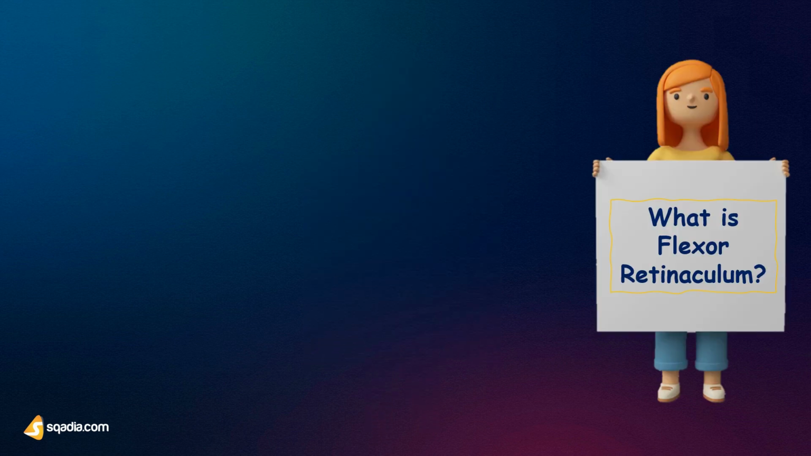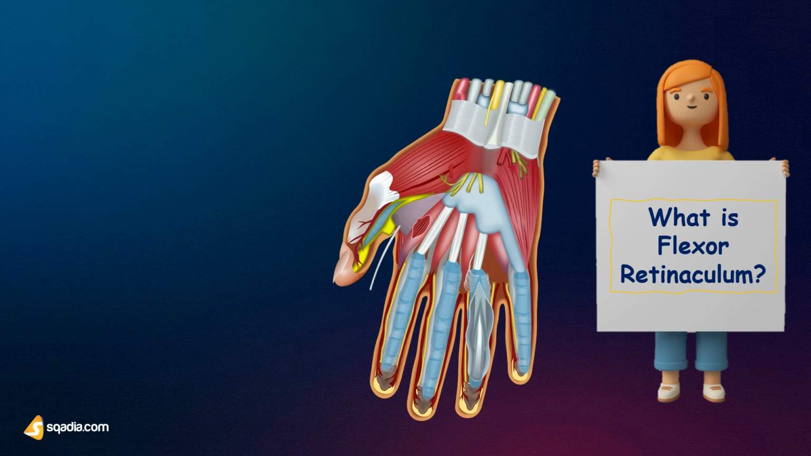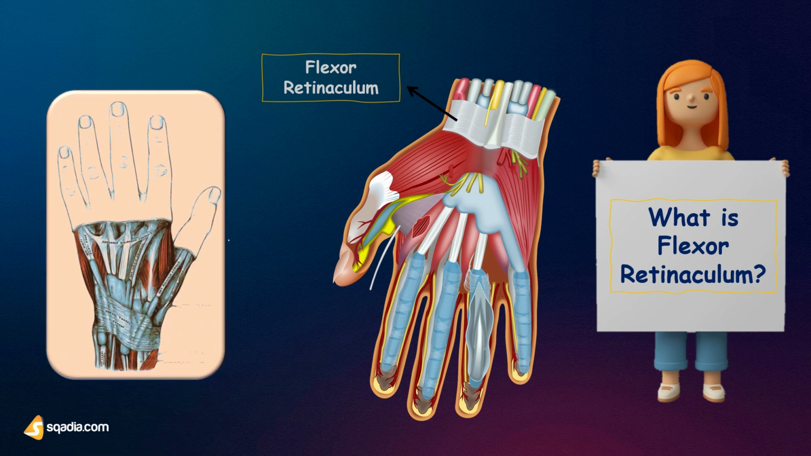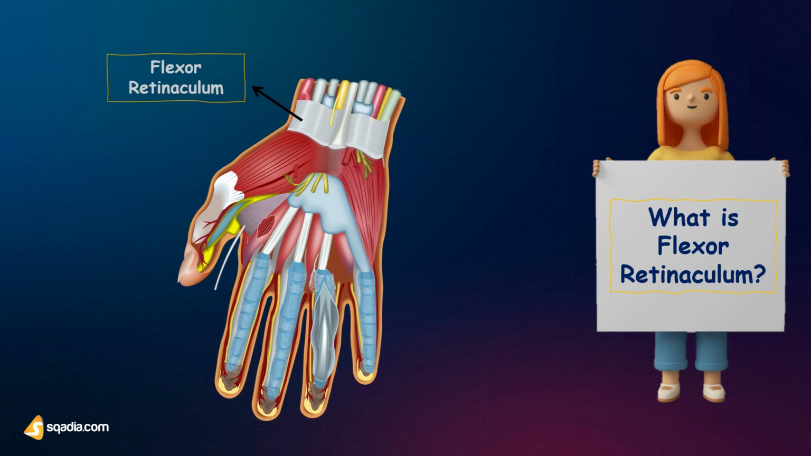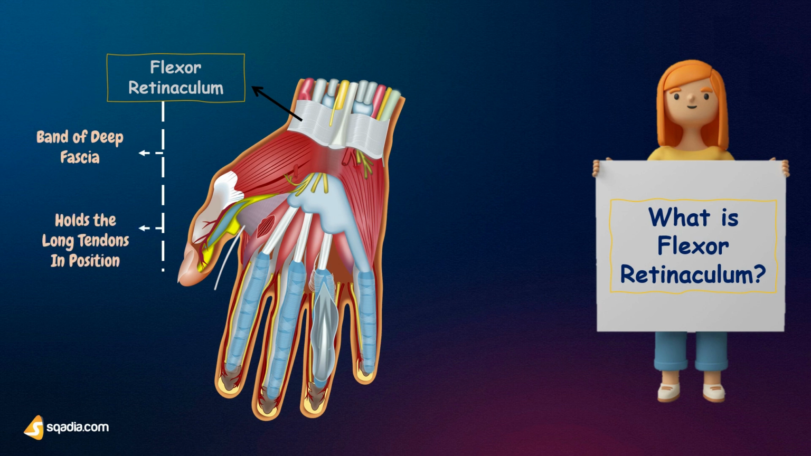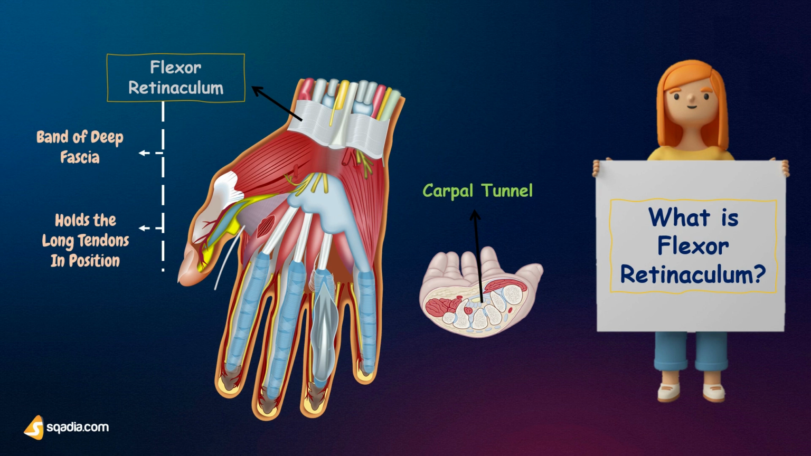The flexor retinaculum is a band of deep fascia in the region of the wrist and hand. At the posterior aspect, we see the extensor retinaculum, which holds the long extensor tendons in place. The flexor retinaculum holds the long flexor tendons in position at the wrist. It stretches across the front of the wrist and converts the anterior surface of the hand into an osteofascial compartment known as the carpal tunnel for the passage of the median nerve and flexor tendons of the thumb and fingers.